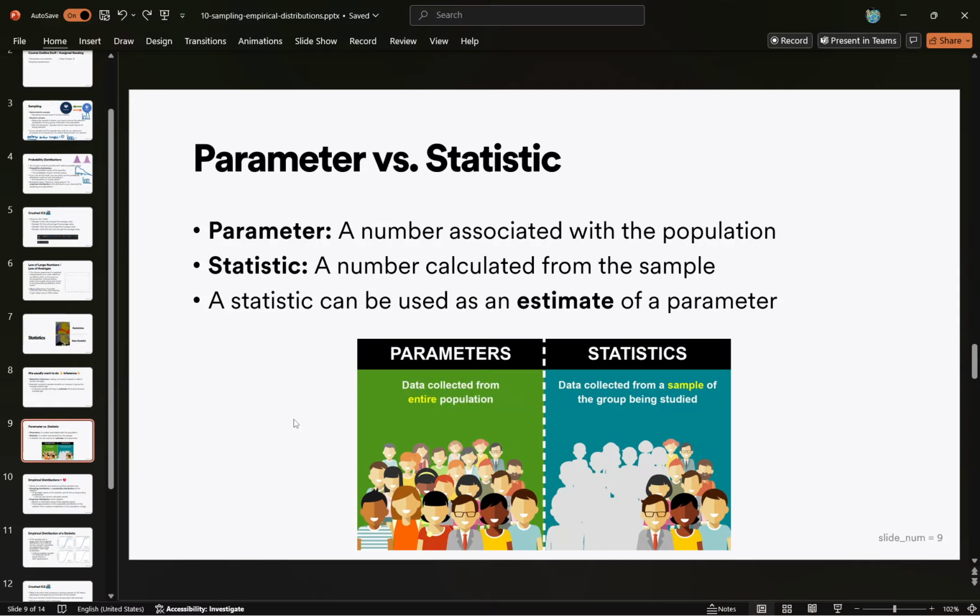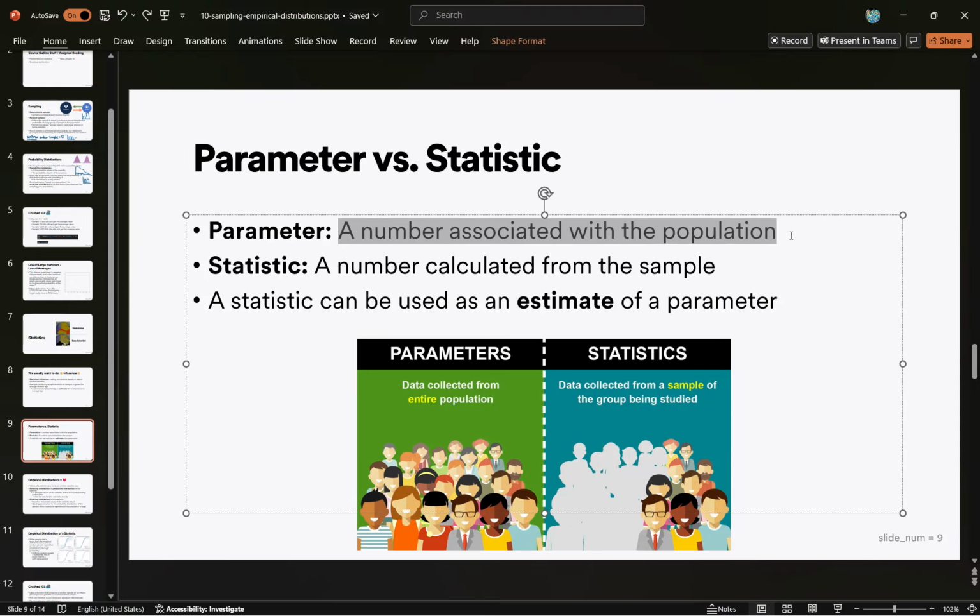A good example of a parameter is when the U.S. Census happens. The U.S. legitimately sends mail to every household in the U.S. They're trying to actually calculate and get data back from every single person. That would be like a parameter, even though some people don't respond, so they still do have to do statistics. But a parameter is a number associated with the entire population.